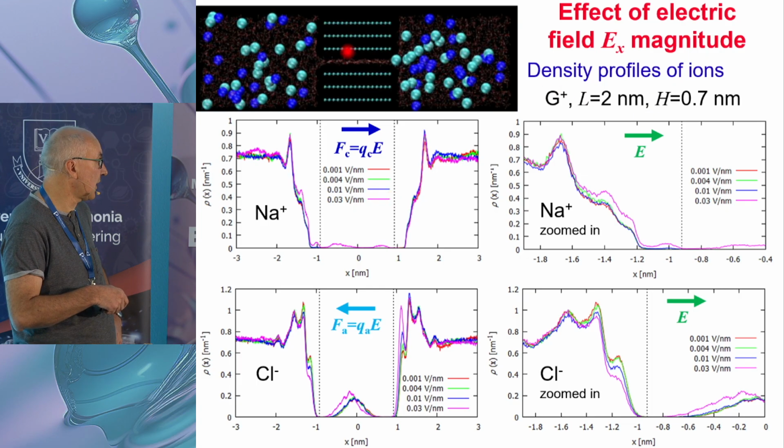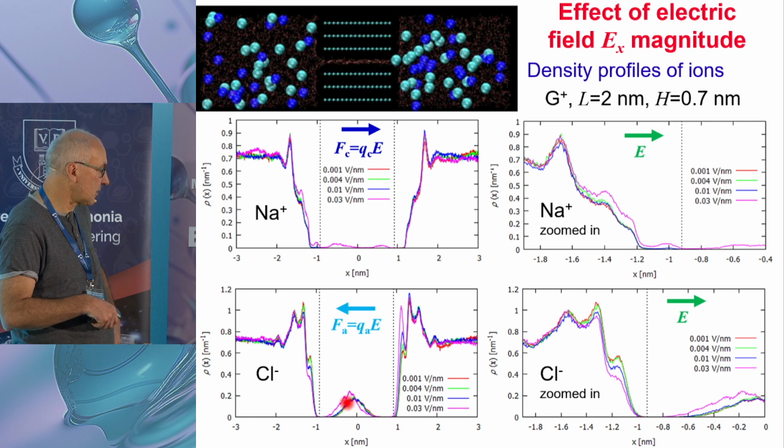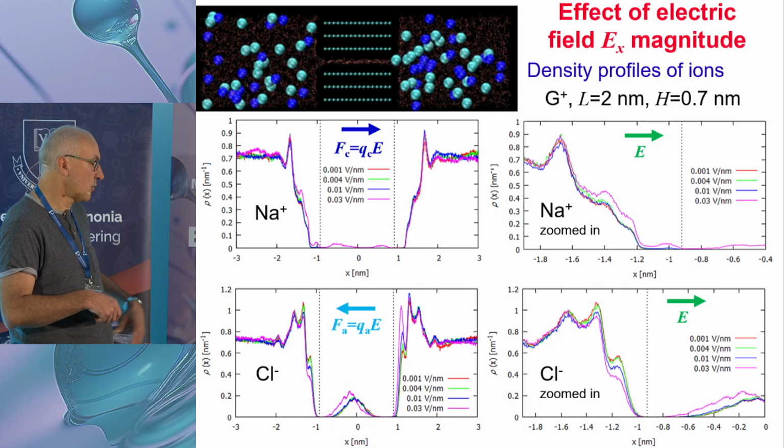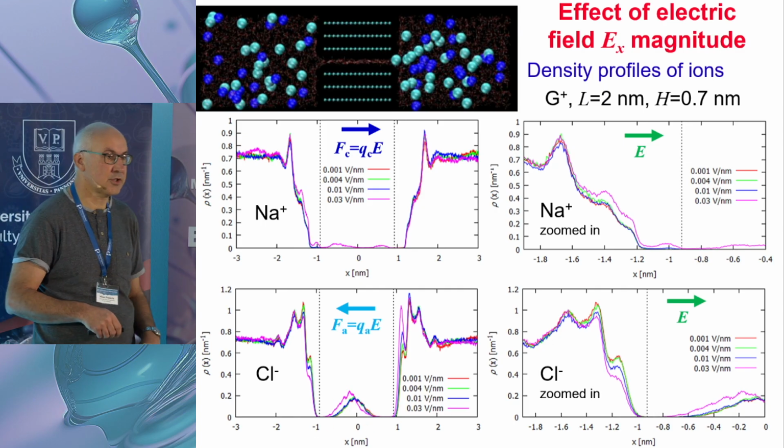There are no ions in it. But if you have so strong a field, you start to have ions there. Here you see the density profile of chloride. If the field is weak, basically the structure is independent of the electric field. If the electric field is too strong, you start to really deform the shape. So we take care of this.